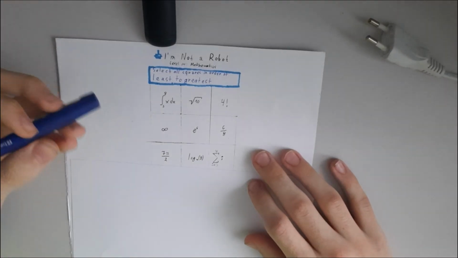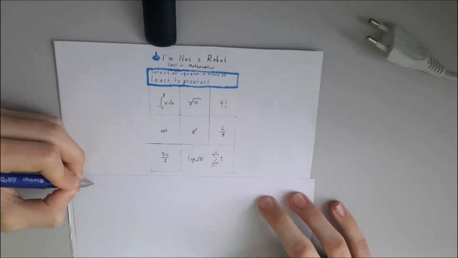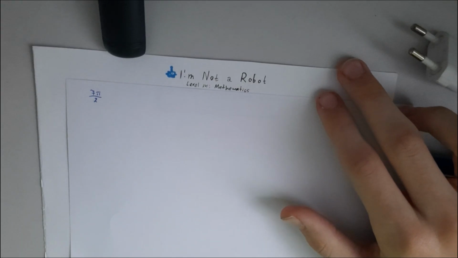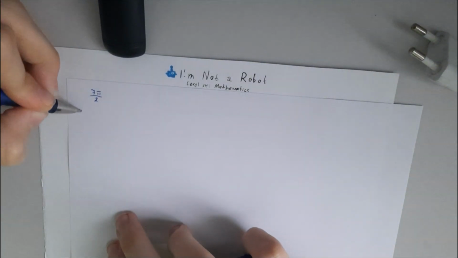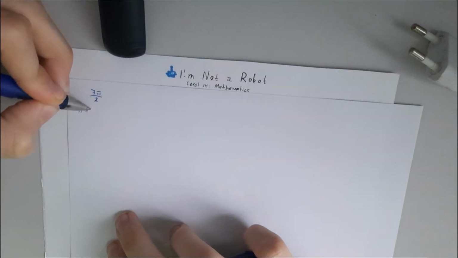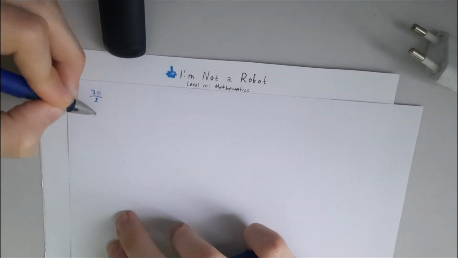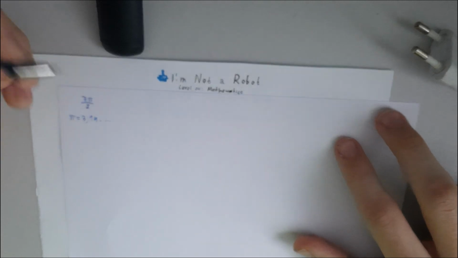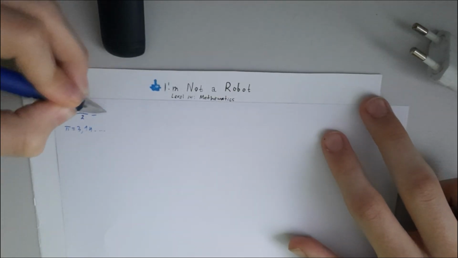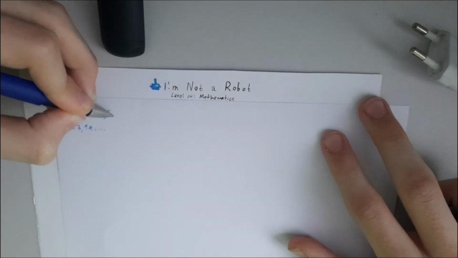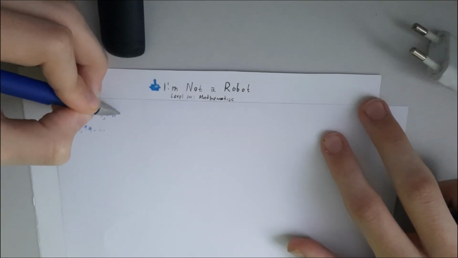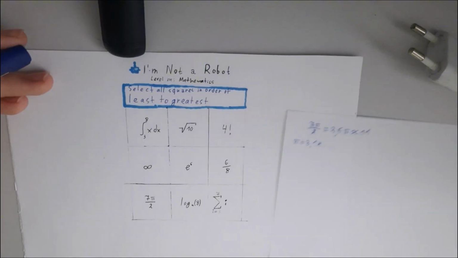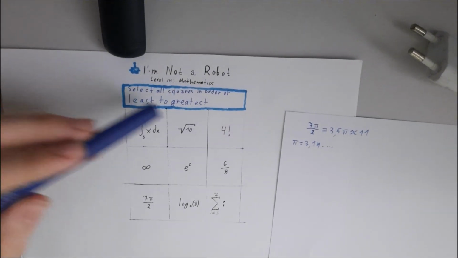We're gonna start with the easiest one, 7 pi divided by 2. I think this is the easiest one because pi is a constant. It's approximately 3.14. So if you solve this equation, this will be equal to 3.5 pi, and this is approximately 11. We don't really need precise answers because we are going to sort it from least to greatest.